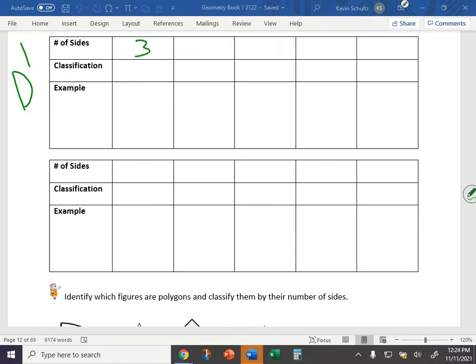Of course, this is a triangle, right? The prefix tri means 3. Angle, if it has 3 sides, it has 3 angles. In some circles, they call triangles trigons, three sides, but more commonly they are triangles. An example, you can draw a triangle.